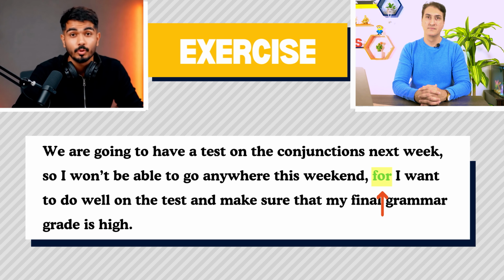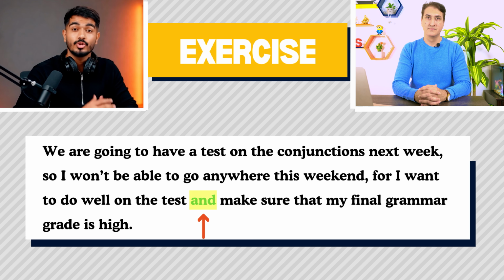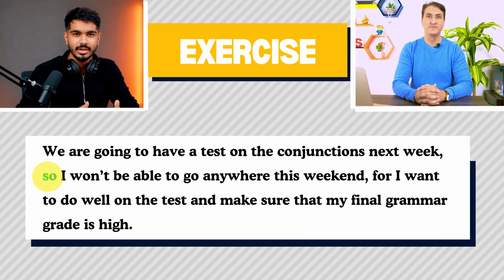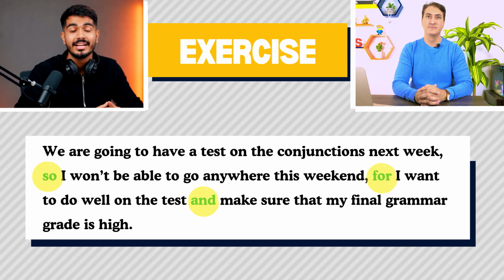Finally, I joined two related goals using and: do well on the test, and make sure that my final grammar grade is high. Both are things I want to achieve, actually two verb phrases, so and connects them smoothly. So basically, so shows the result, for shows the reason, and the FANBOYS and joins two related ideas at the end. Great. Next, look at these sentences.